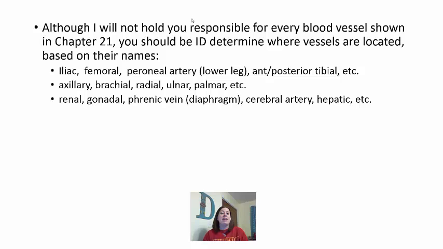Again, though, it could be the iliac vein or it could be the iliac artery. Know the difference. Remember, arteries are taking blood away from the heart, veins are bringing it back. In the upper extremity, you need to know axillary, brachial, radial, ulnar, or palmar. And then in some of the areas that deal with just the organs, you need to know what the renal artery or vein services, the gonadal, the pharyngeal vein, the cerebral artery, the hepatic, so on. Okay, so these are some of those that you need to make sure that you can be able to ID from chapter 21. But again, I'm not going to make you memorize all of them.